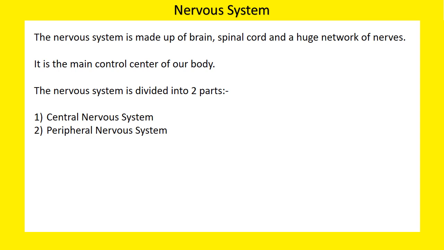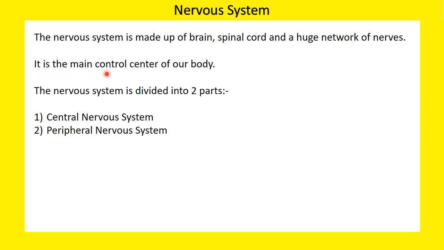So today in this video we are going to learn about the nervous system. The nervous system is made up of the brain, spinal cord and a huge network of nerves. Here, a huge network of nerves means that there is huge connectivity, so many nerves in our body which are coming inside the nervous system.